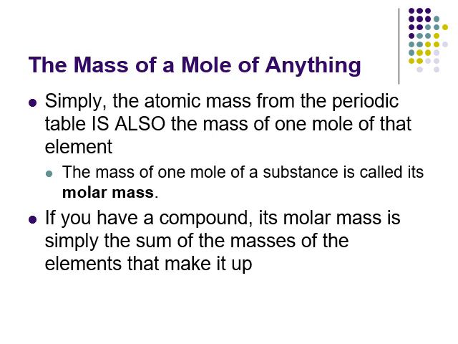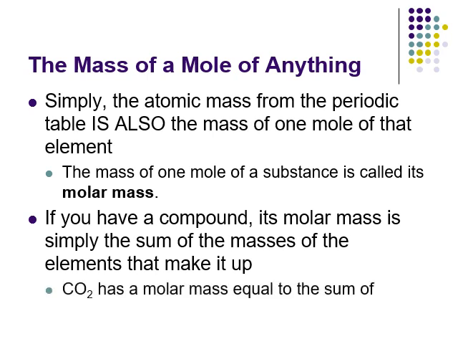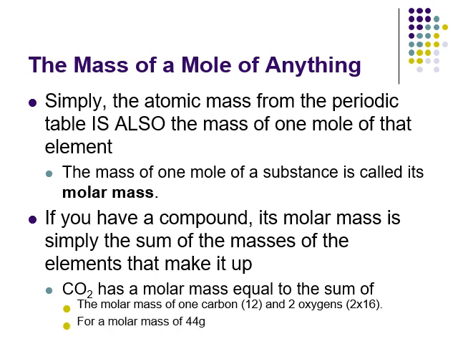And again, if you have a compound, the molar mass of the compound is just the sum of the masses that make it up. Pretty straightforward. So for example, carbon dioxide here has a molar mass equal to the sum of the molar mass of 1 carbon, which is 12, and 2 oxygens, which would be 32. 12 plus 32 is 44. So carbon dioxide has a molar mass of 44 grams, or we could say that 1 mole of carbon dioxide has a mass of 44 grams.